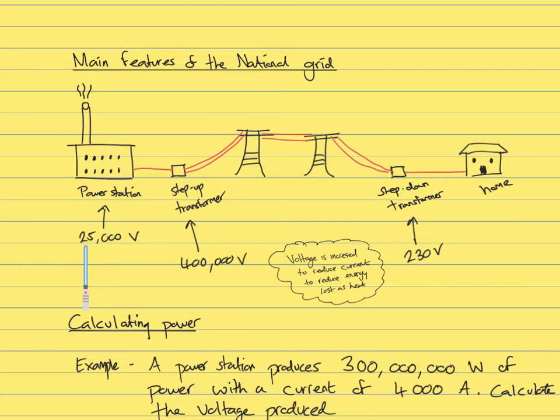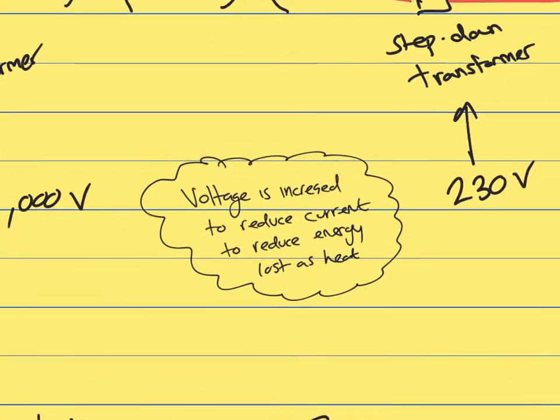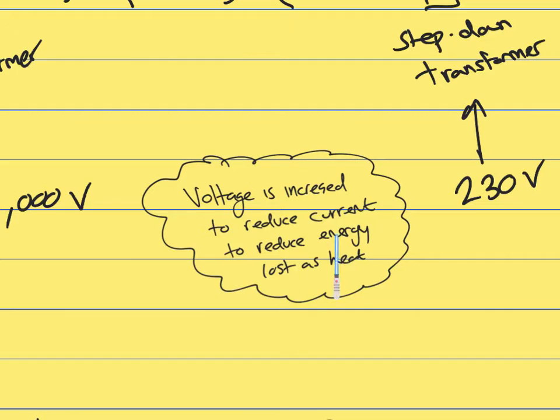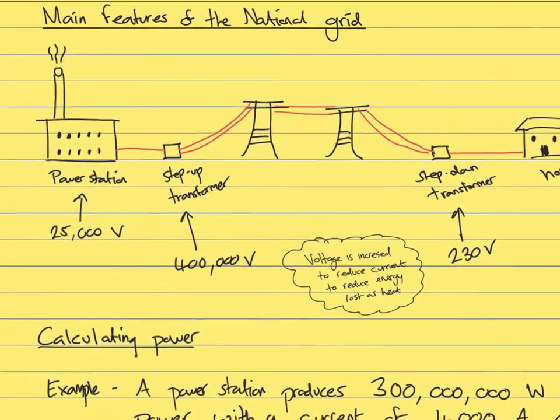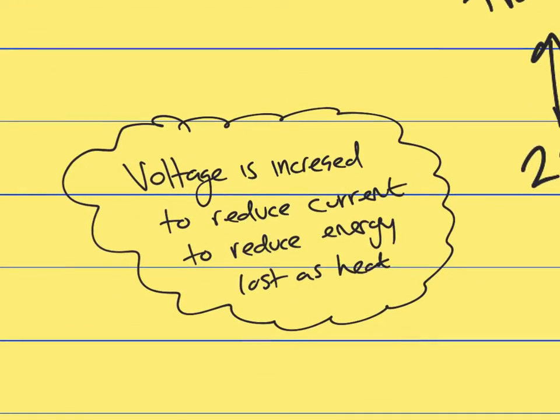Your power station is running at 25,000 volts. That's a number we need to remember, probably come up as a multi-choice question. The step-up transformer is going to step that voltage up. It's going to increase the voltage there. And I'll tell you why. It is to reduce the current. If we reduce the current, we're going to reduce energy lost as heat. So I would get that down in your book somewhere as well.